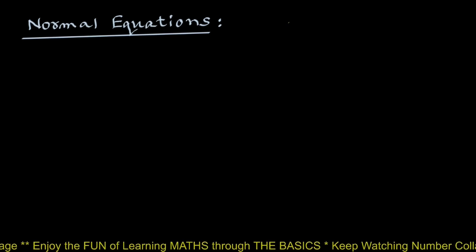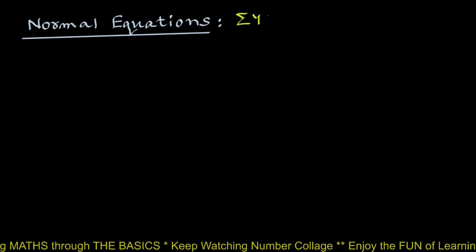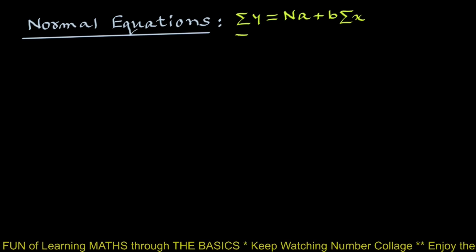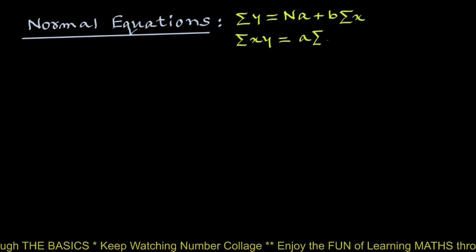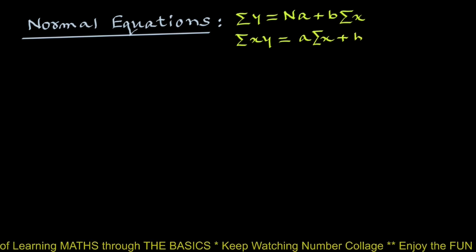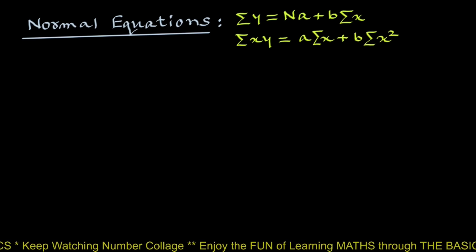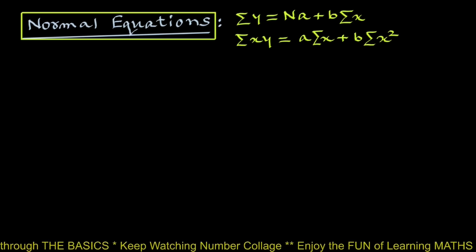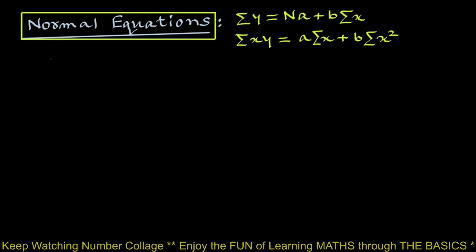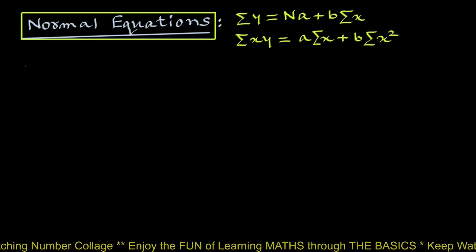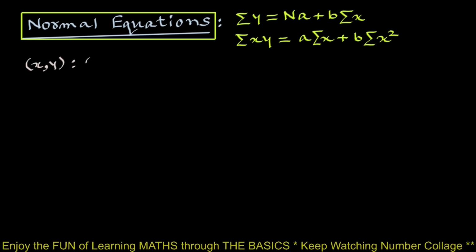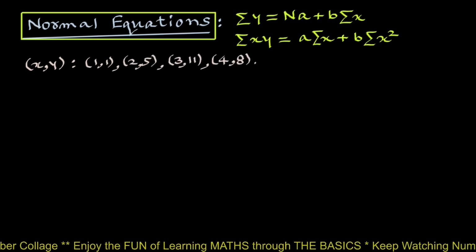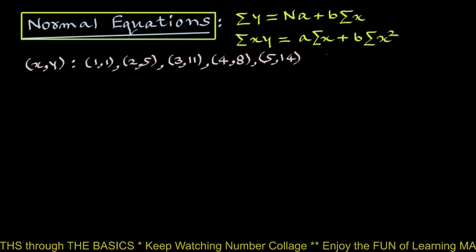The equations that we have just found, summation y equals na plus b summation x and summation xy equals a summation x plus b summation x square, are known as normal equations. We will see how we can use them to fit a straight line to a given set of points. For example, suppose a set of points given are x comma y as 1 comma 1, 2 comma 5, 3 comma 11, 4 comma 8, 5 comma 14. We have to fit a straight line through this set of points.